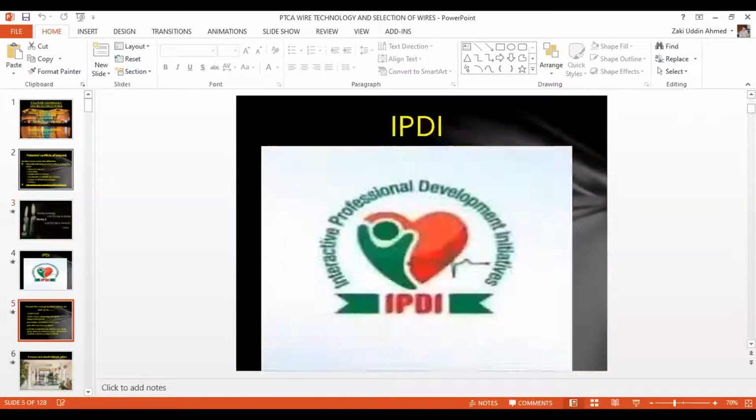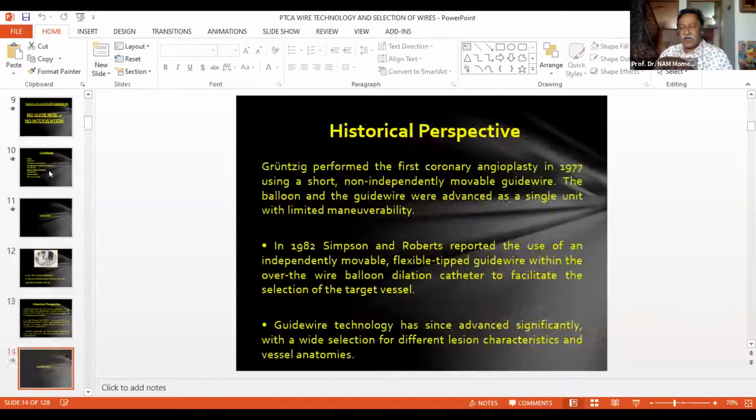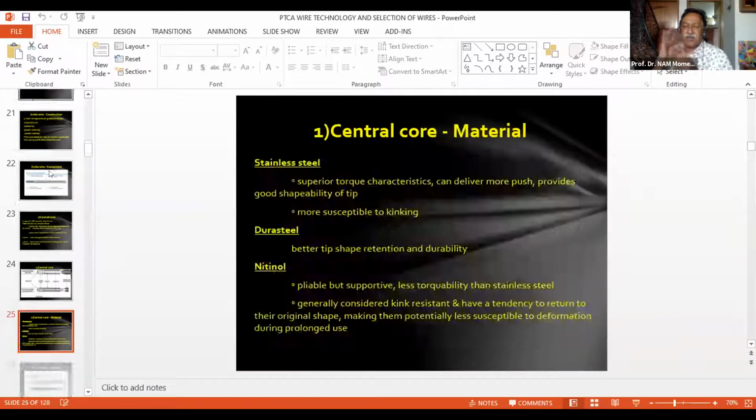It cannot be standardized for everyone. My experience is that for any soft occlusion, subtotal occlusion, a floppy wire, BMW is my choice. Rarely I use Whisper wire when there is an osseous vessel. In that case, I used to use Whisper wire. Sometimes for the support wire, I occasionally use Allstar wire.